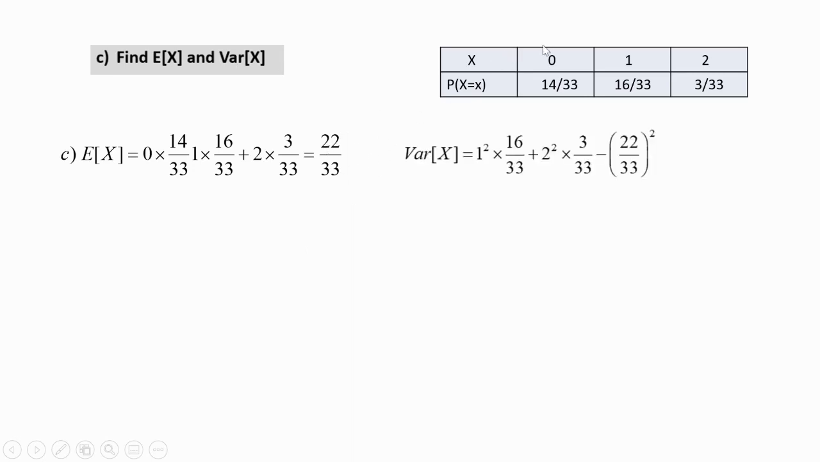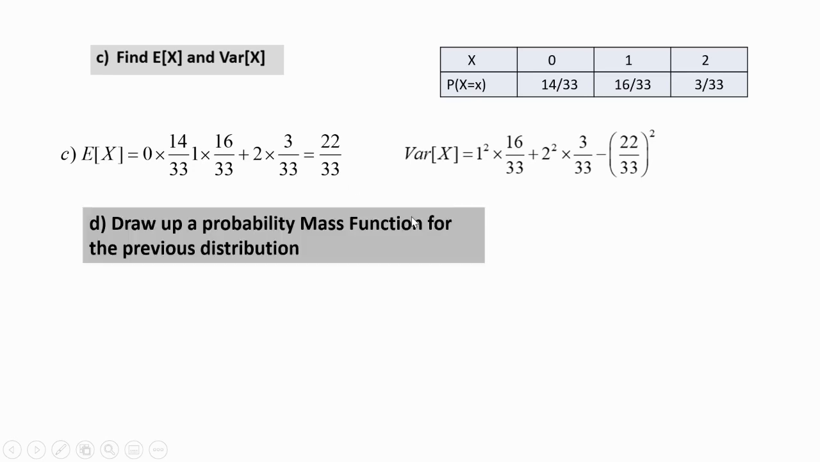The variance is going to be 0 squared times the probability, plus 1 squared times the probability, plus 2 squared times the probability, minus my mean squared. And that is going to be the variance. The standard deviation is obviously the square root of that. Okay, so it's also new to the syllabus, so you can kind of expect this to be asked.